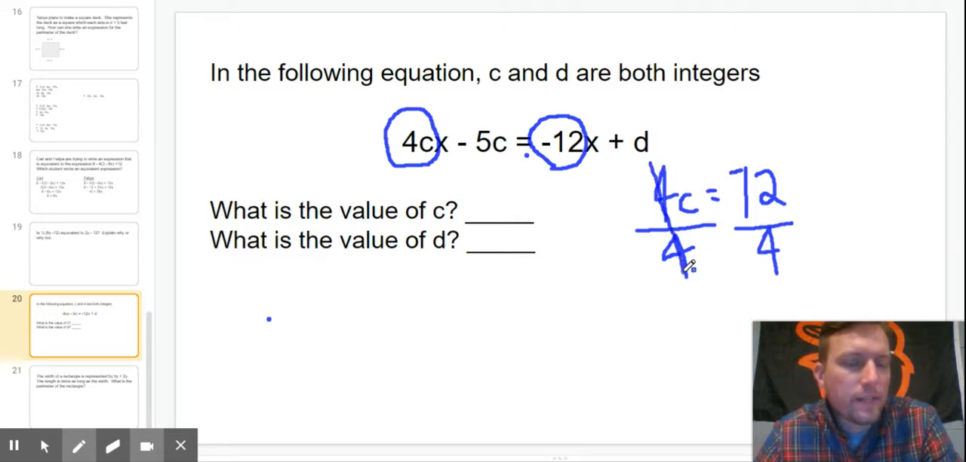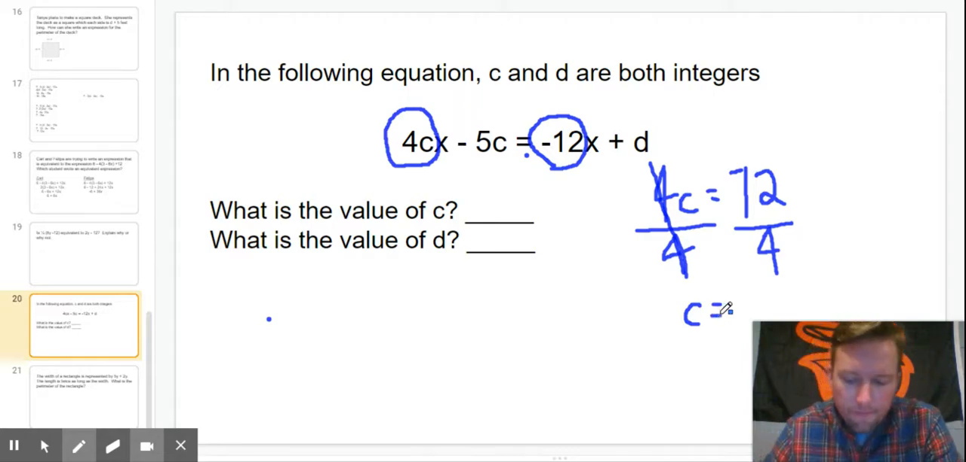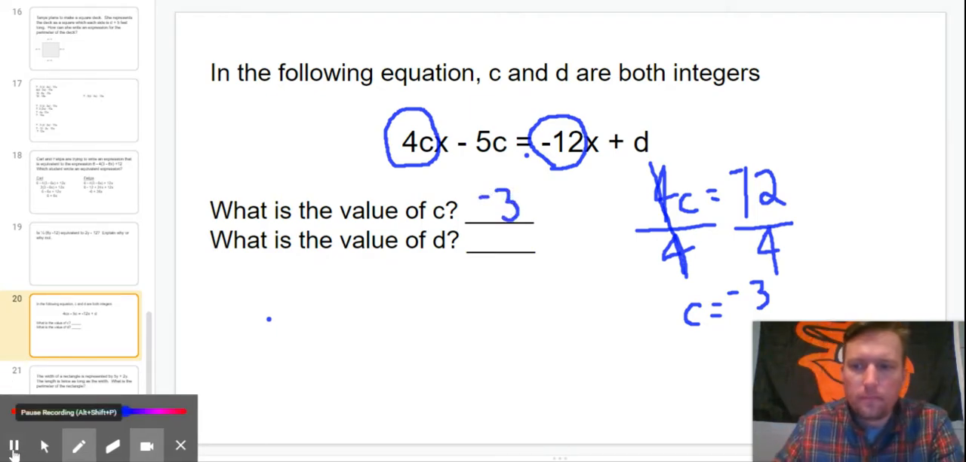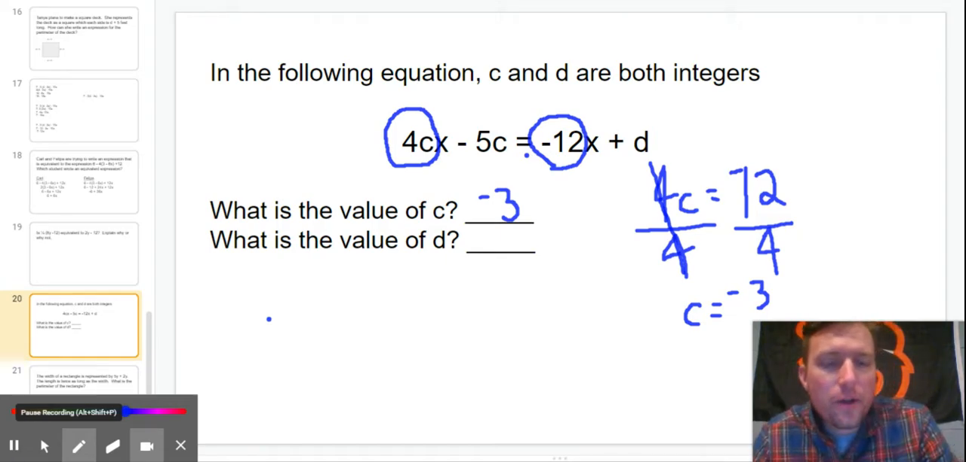So now I have 4c divided by 4. 4 divided by 4 is 1. Any number divided by itself is 1. I'm left with c. And then I have negative 12 divided by 4, which gives me negative 3. So my value for c is negative 3. Okay, so now we know the value of c is negative 3.